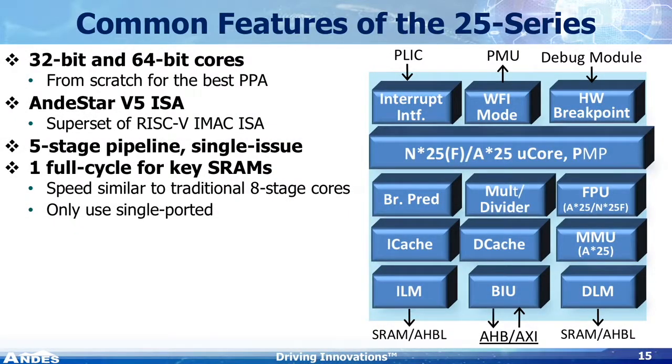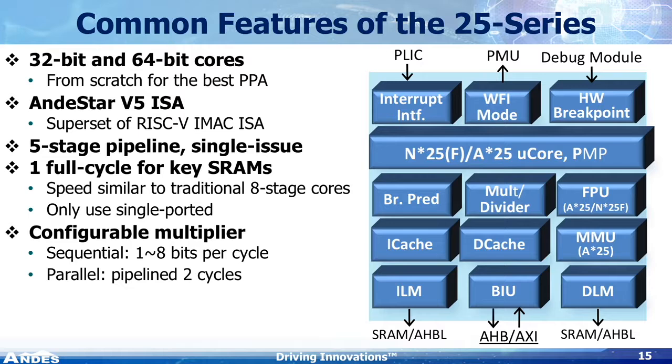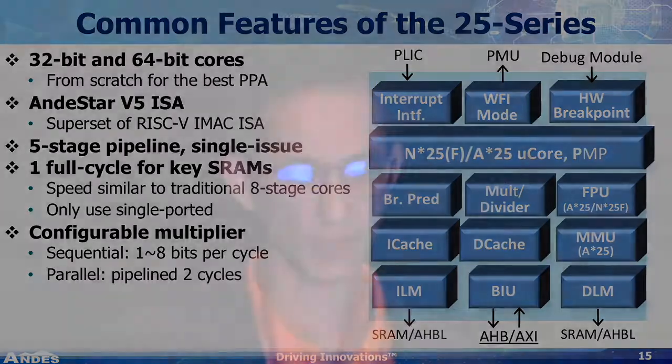And for the multiplier, we have a sequential multiplier. It can produce 1 bit per cycle to 8 bits per cycle, depending on how you want to configure it. But if the multiplier is very important for your performance, then you can configure a parallel multiplier, which will be pipelined and finish in 2 cycles. We also have branch prediction with all the important features: branch target buffer, history table, and also return address stack.